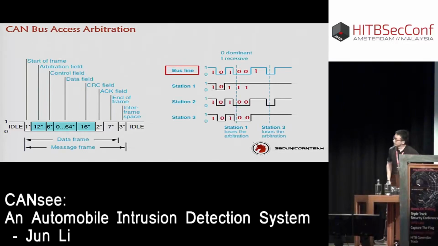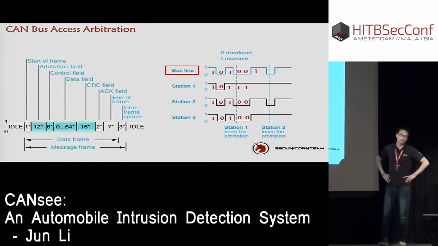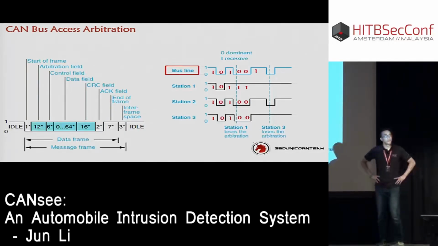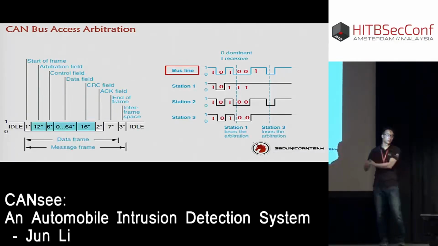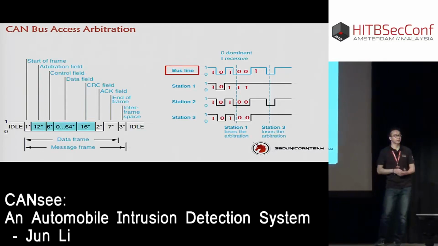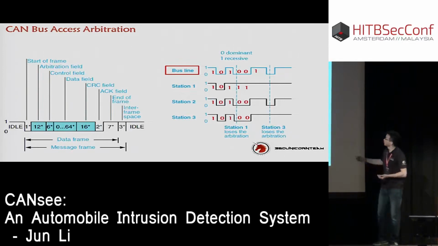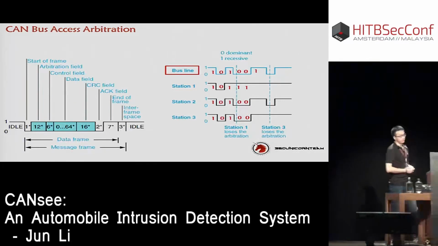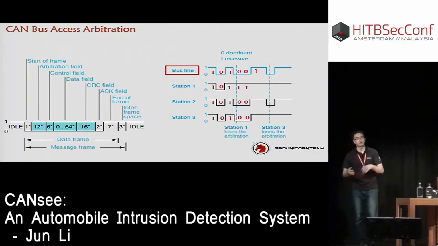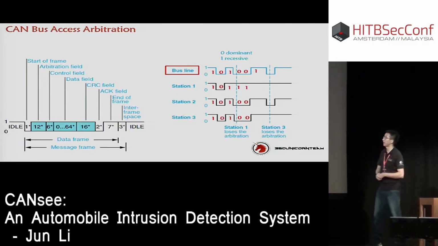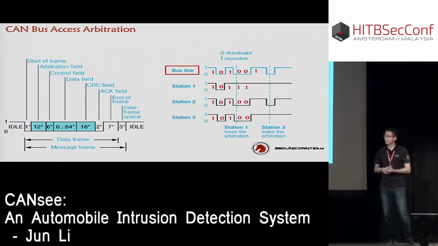Now, I mentioned that the CAN frame only has a message ID. The message ID is also used as a priority field. If two ECUs want to send a packet simultaneously, it uses this value to decide who gets access to the bus. So if an attacker gets on the network, he can simply launch a DoS attack, a denial of service attack, by sending packets with the highest priority, for example, with the ID 0.